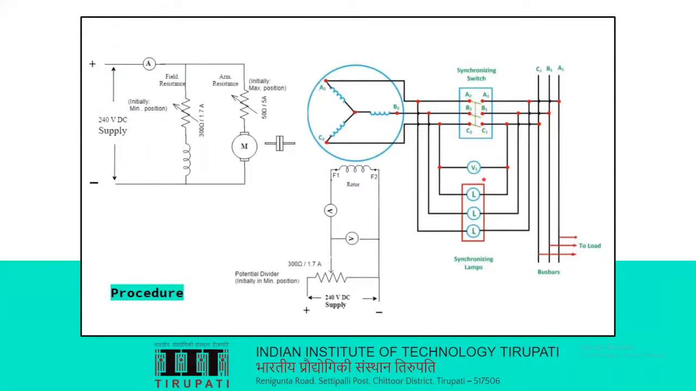Let me explain the procedure to synchronize the alternator with an infinite busbar. The prime mover of the alternator is started and brought near to the rated speed. The field current of the alternator is adjusted so that the alternator voltage becomes equal to the busbar voltage. The flickering of the three lamps occurs at a rate which is equal to the difference in the frequencies of the alternator and the busbar.